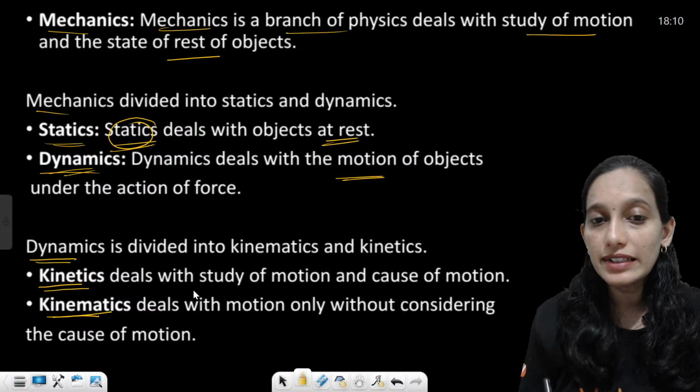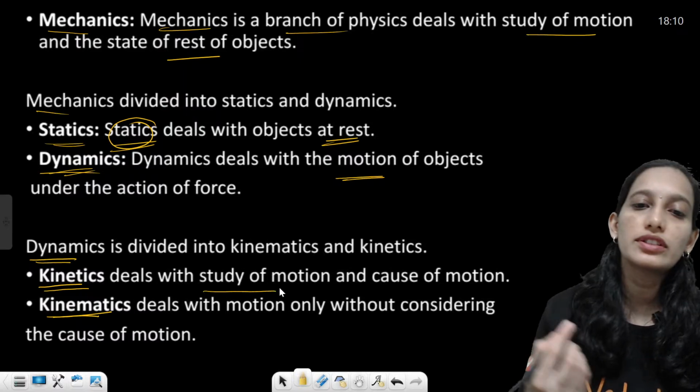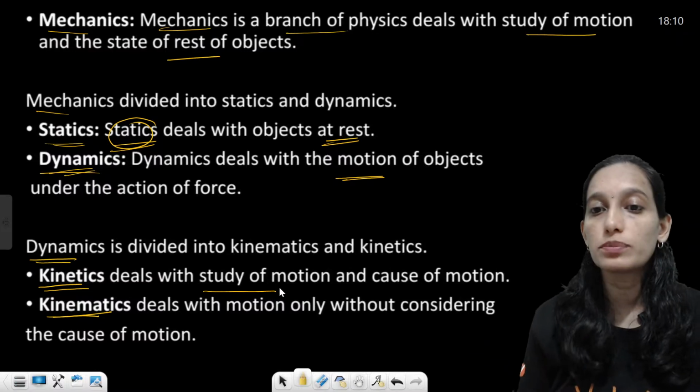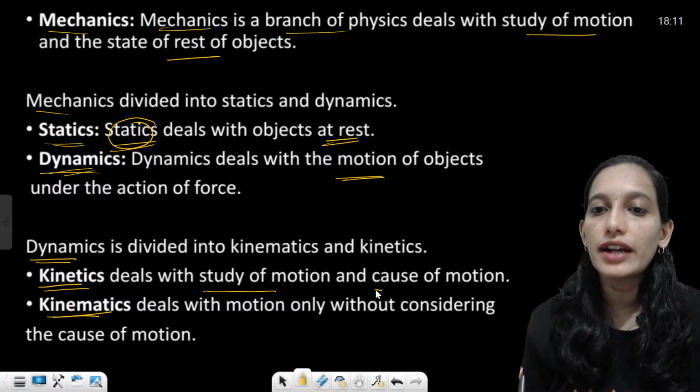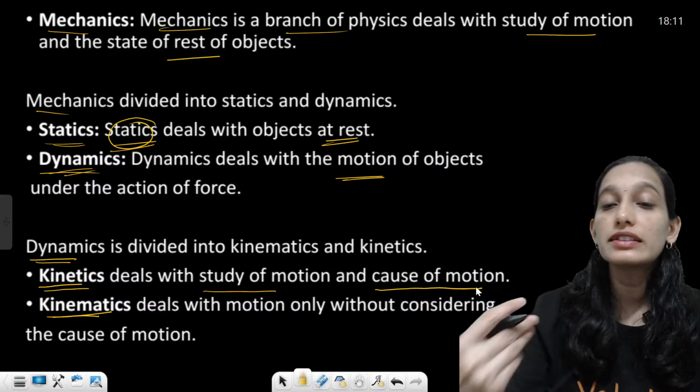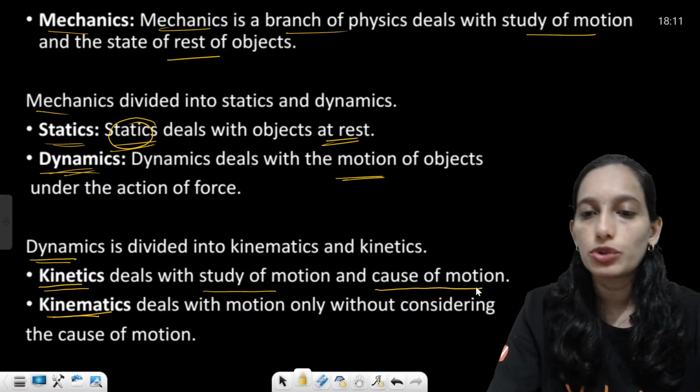So here, kinetics, what do we do, here we study the motion of the object. Along with that, we try to consider what is the cause for the motion.